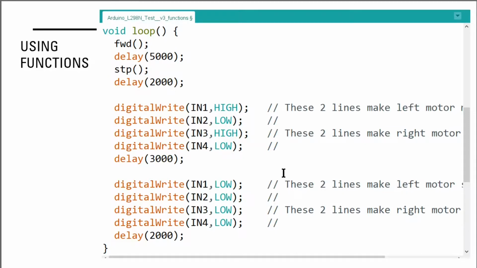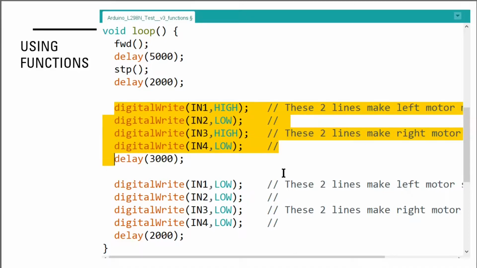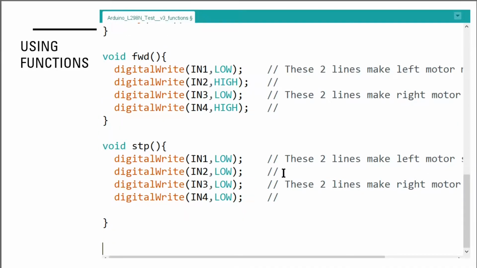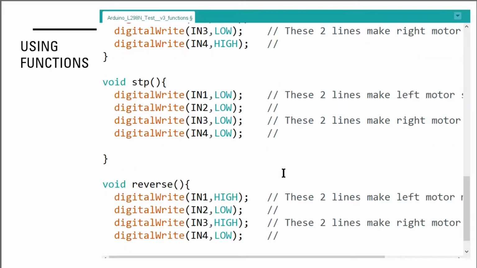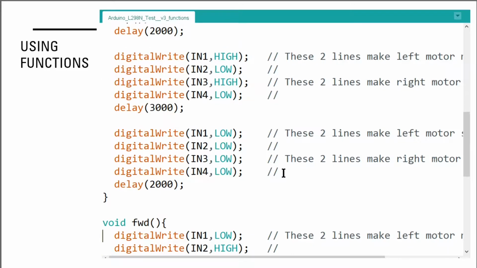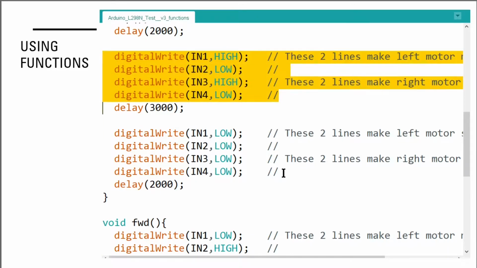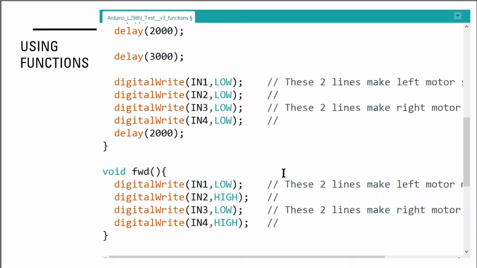Let's now proceed to the reverse lines. These lines make the motors reverse. Again, I'm gonna copy them, go to the bottom, then make another function. Let's call it reverse. Then open curly bracket, enter there, and paste the code. So these 4 lines now make the motor go in reverse. I'll go back up and replace these 4 lines with the call to the function, like that.